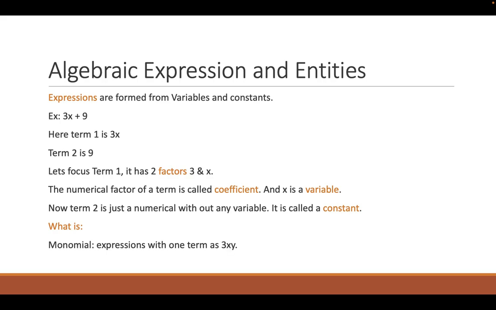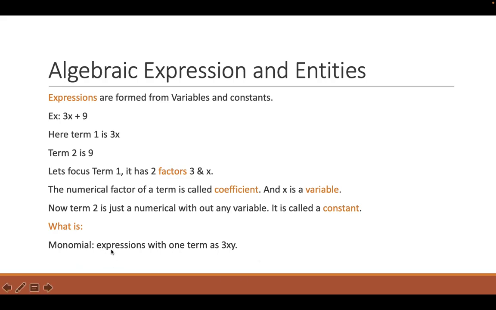Now we will learn some terms in algebraic expressions and identities: monomial, binomial, trinomial, polynomial. We will see what those are. It's better to know these things as we get exposed to algebraic expressions. We will be exposed to limited content in this 8th standard, but these are going to be very helpful in ninth and 10th standard.